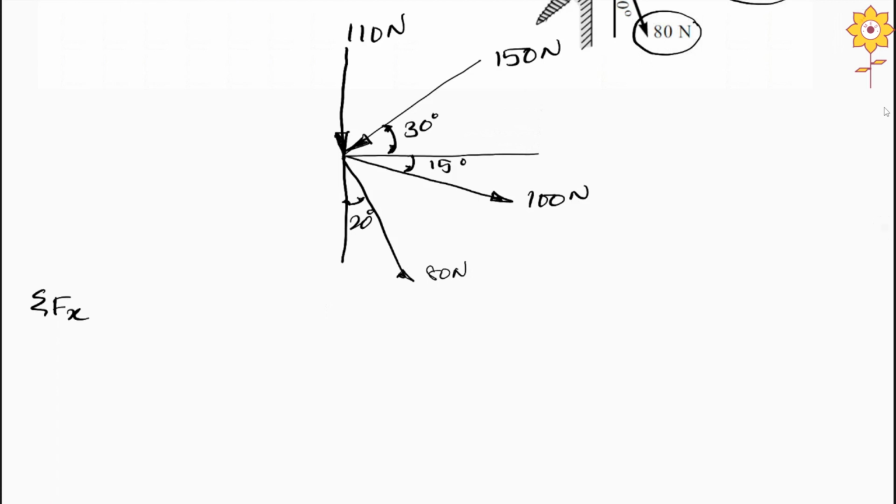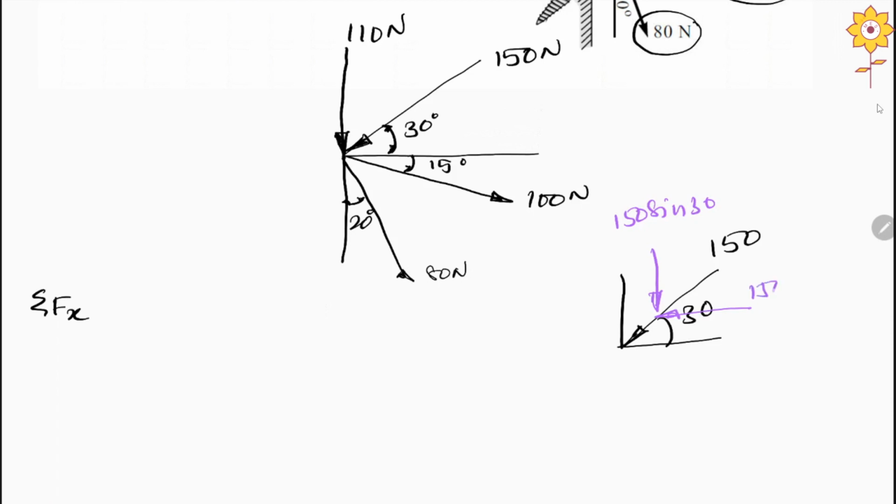To resolve this inclined force, since this 150 is acting inward like this, making an angle of 30 degree, the component of this force will again be inward. The component will be like this. So, this will be 150 sin 30, and this will be 150 cos 30.